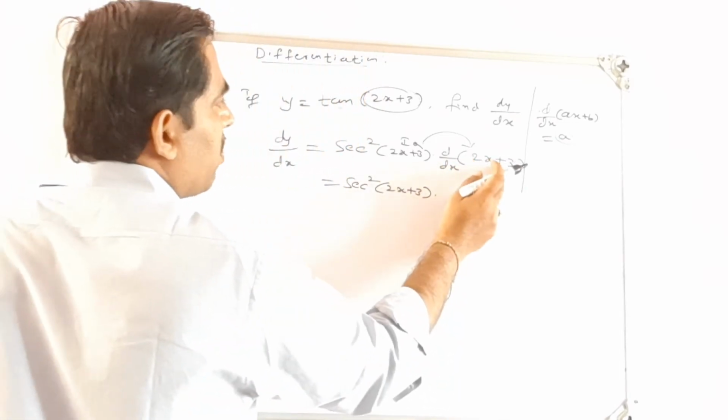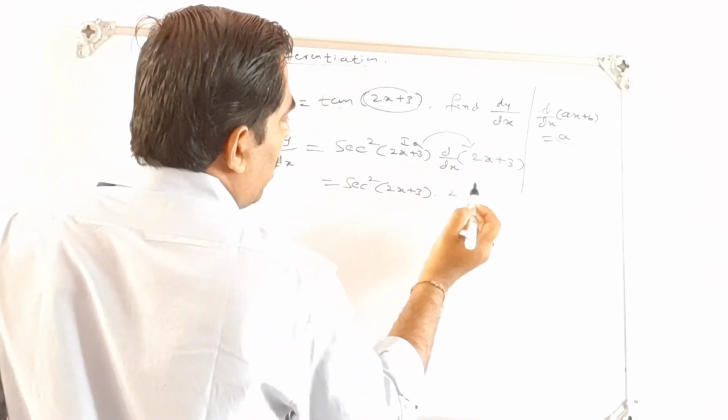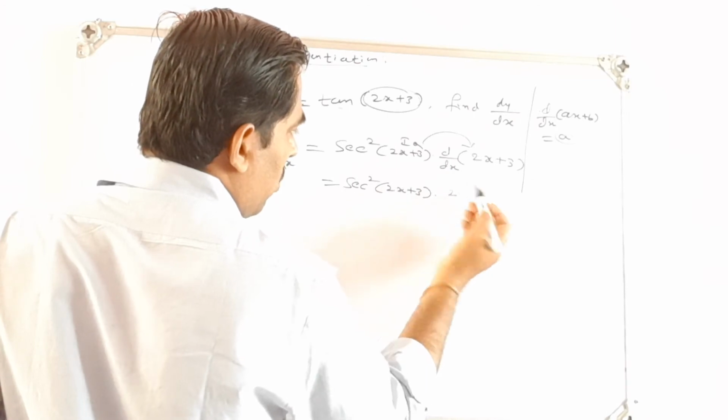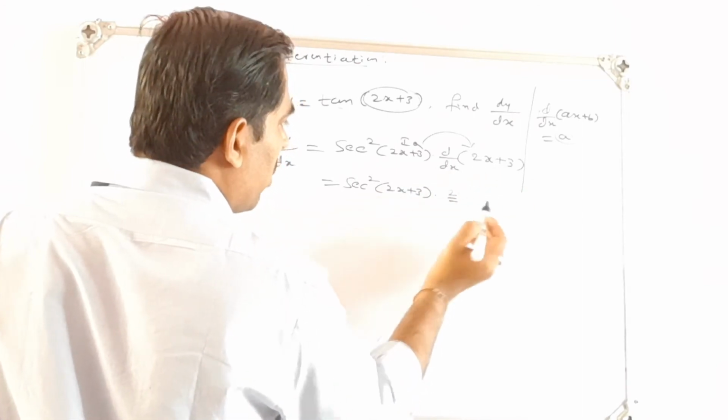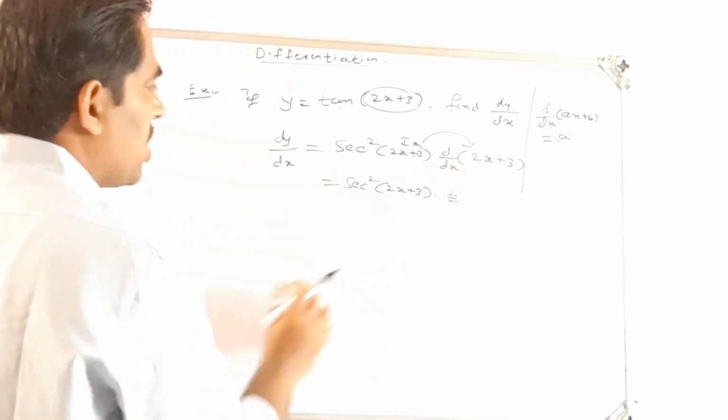So the derivative of 2x plus 3 is, I can take 2 here. The derivative of x with respect to x is 1, so 2 into 1 is 2. The derivative of 3 is 0. So that is 2 plus 0, that is 2 only. So the derivative of 2x plus 3 is 2.